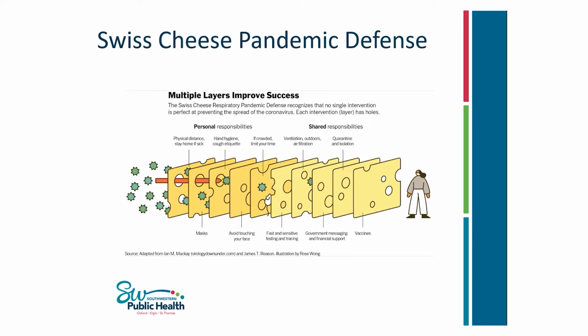However, when we put several of these layers together and have more random holes in the more Swiss cheese slices we have along the way, these slices could be things like social distancing or masking, hand washing, testing, contact tracing, all those kind of controls we talked about in the last slide, or ventilation as well. When we combine these layers, we significantly reduce the overall risk of it reaching the susceptible host.